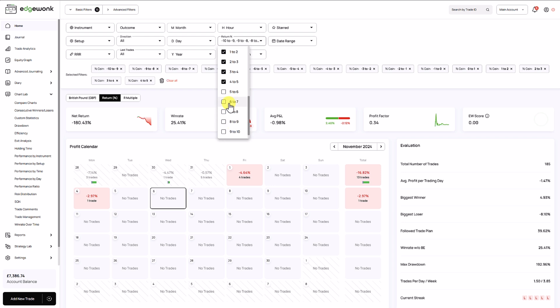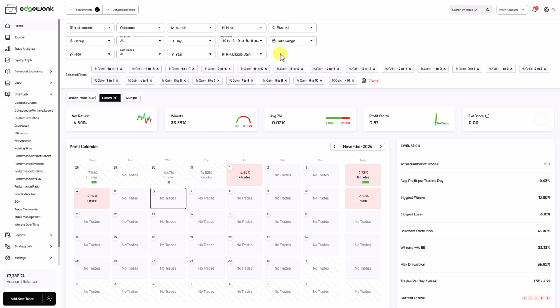By the way, in one of the next updates for Edgewonk, we're introducing a filter where you can do that with just a click. So we're going to have a filter where you can exclude items from a filter, not include the rest, but that's coming.